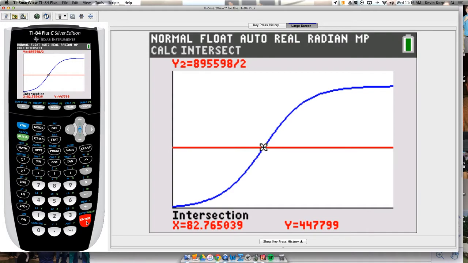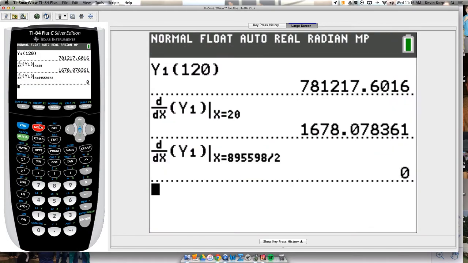And there you go. So T equals 82.765 years after 1900. So about 1982, a little more than 3/4 of the way through. So September-ish of 82. Now, did we answer the question? How fast is it growing at that moment? Okay, so here's the important part now. We're starting to use our calculators a bit more.